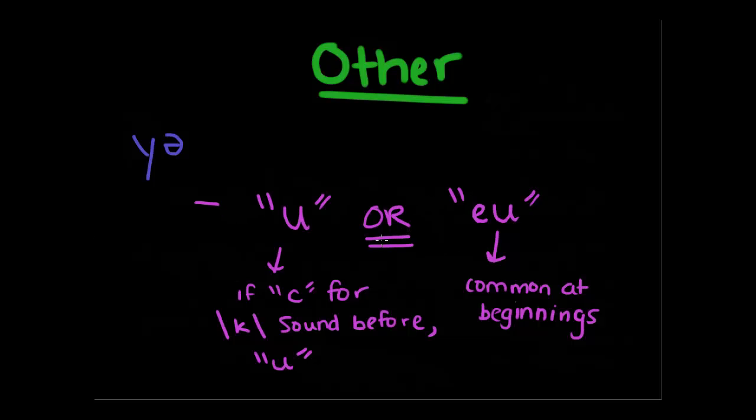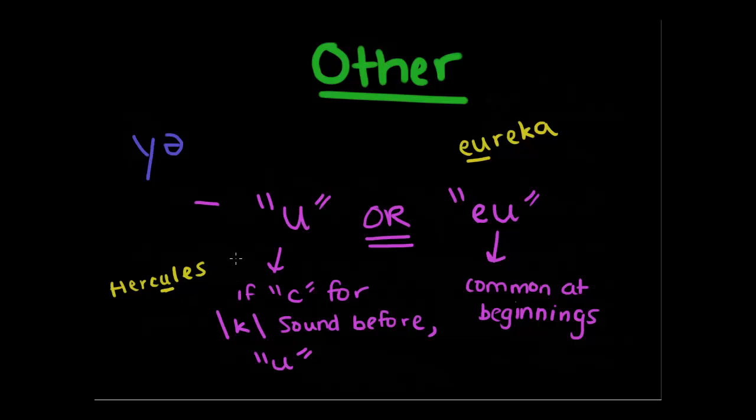Let's look at some examples. With EU, we have Eureka. Again, at the beginning, pretty simple. At the beginning, it's going to be EU. With the C, Hercules is an example. Famous Hercules. Again, you have the C representing the K sound before, but this doesn't happen too often. It's not always going to be a C, but if there is a C representing the K sound, this is going to be a U.